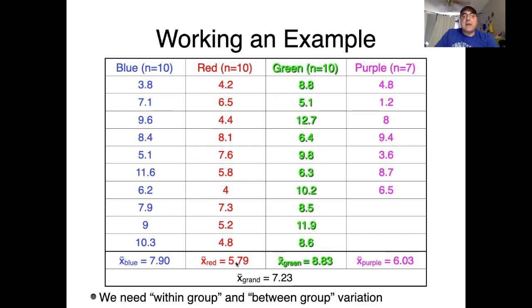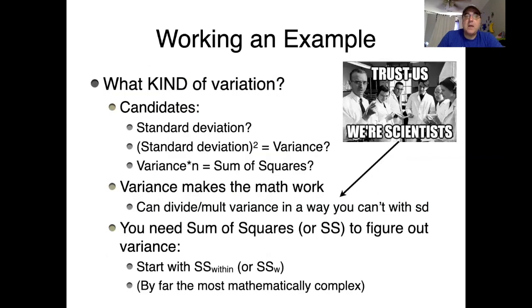The average for blue, the average for green, the average for red, and the average for purple, and there's the grand mean. All right, so as I've said before, in order to get our ratio, we need the within group differences, and we need the between group differences. Let's see how it is that we can get them.